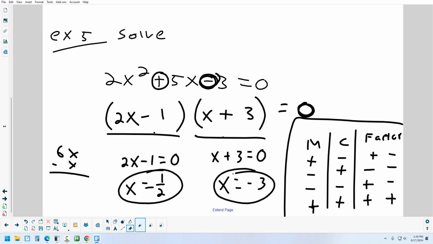The last problem that we do is going to be one that you cannot factor.